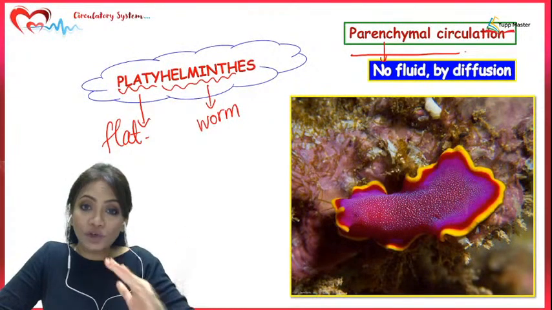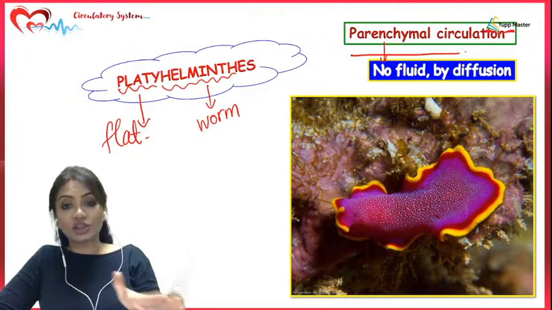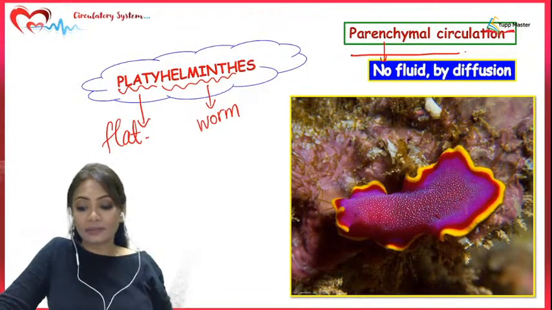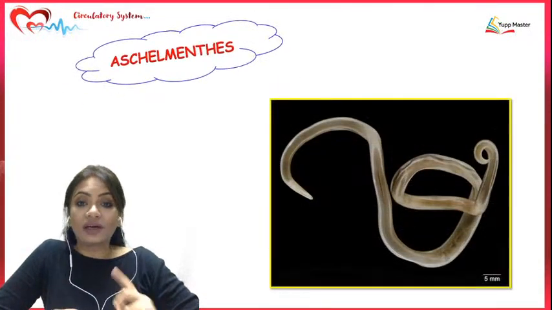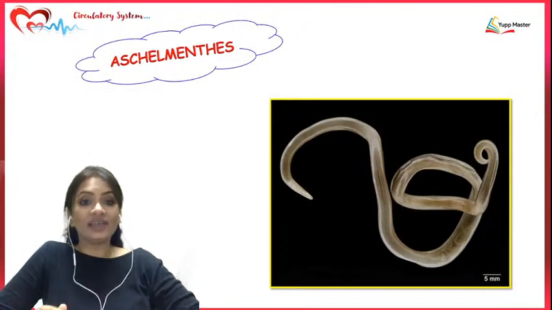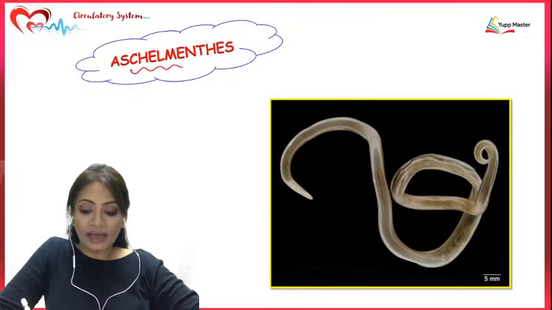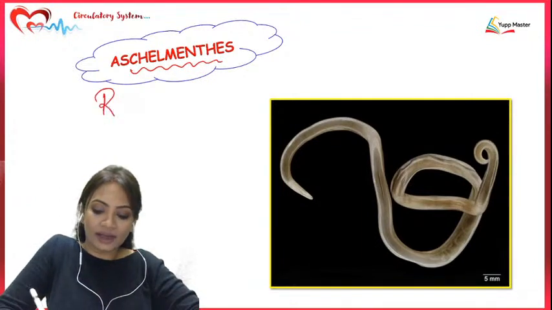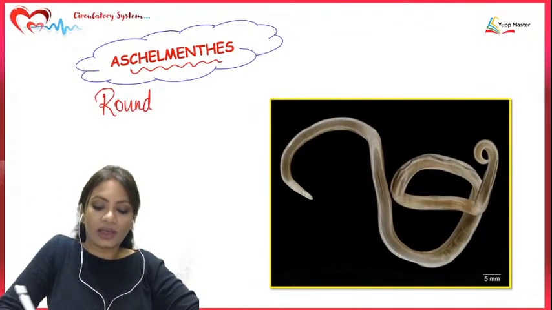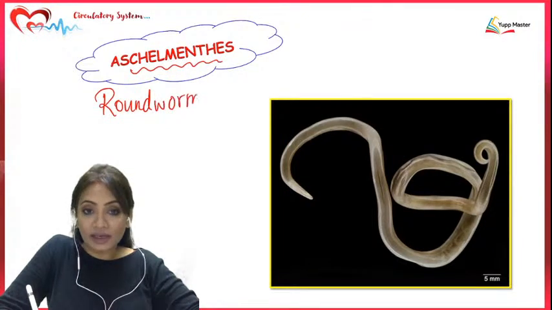So, there is no fluid involved here. All the circulation taking place is only by means of diffusion through these tissues. Alright. Next, we come to the other types of worms, and these worms here, again look here, helminth means it is a worm. And which worms are these? These are none other than the roundworms. Okay, so these are the roundworms we're speaking about here.